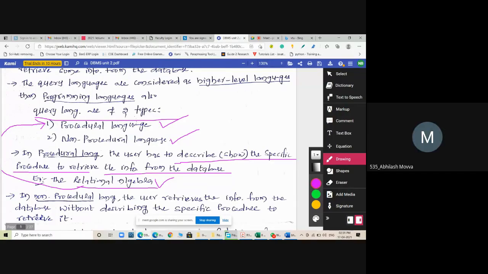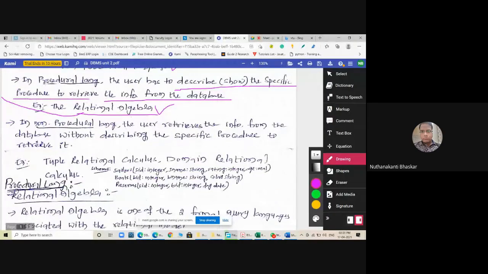SQL is another programming language, a non-procedural language. What is a non-procedural language? There is no procedure to describe the specific steps to retrieve the data. We cannot have any procedure to retrieve the data from the database. Such a language is called a non-procedural language.